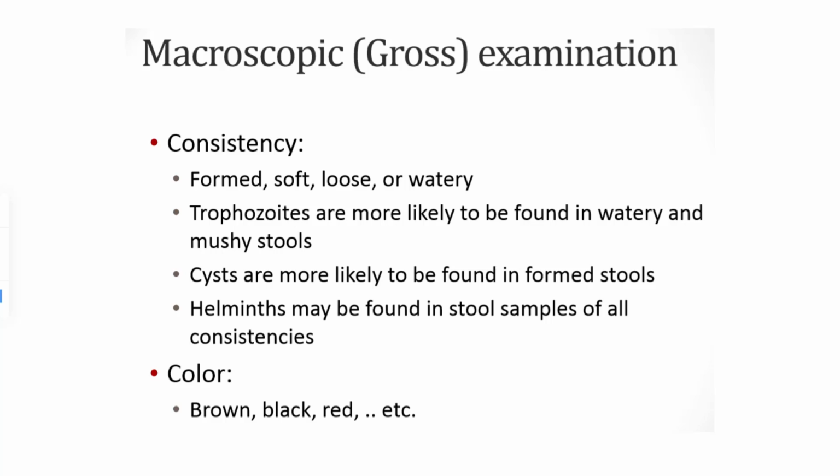Gross examination of the stool. Consistency, you want to determine if it's formed, soft, loose, or watery. This is important. So when you look at the microscopic evidence, the type of stool it came from is going to provide some important differentiating factors, especially if it's a protozoan parasite. Trophozoites are more likely to be found in watery and mushy stools.